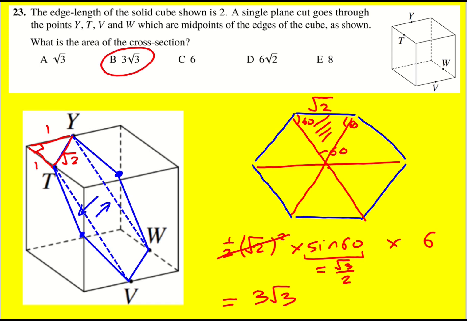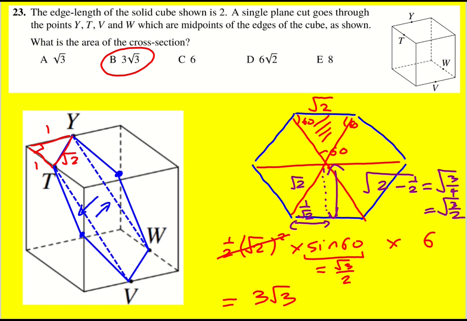Of course, you don't need a half AB sine C. You could split your equilateral triangle up. So we're going to have √2, and then this here would be a half of √2, so 1 over √2. Then we can do Pythagoras to find the height, which would be the hypotenuse squared minus the base squared, then square rooted, which is the square root of 3 over 4, or √3 over 2.